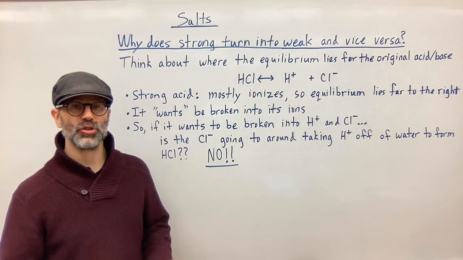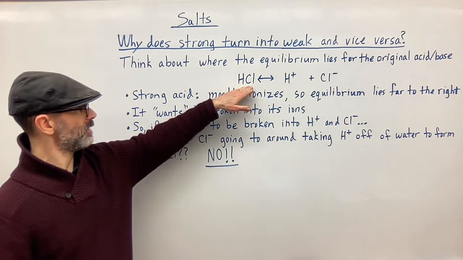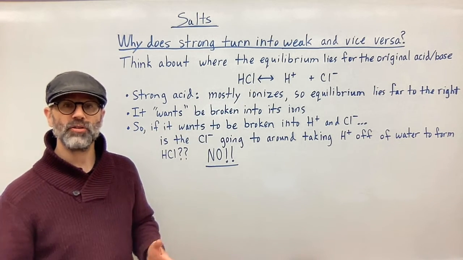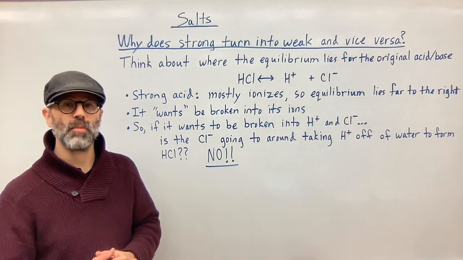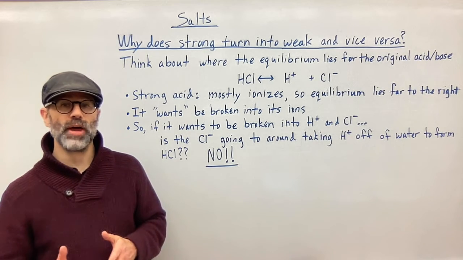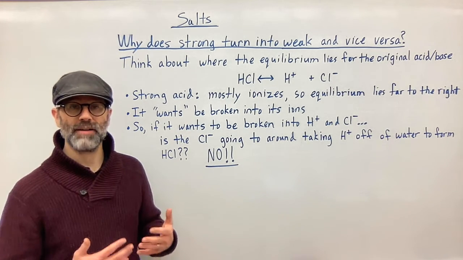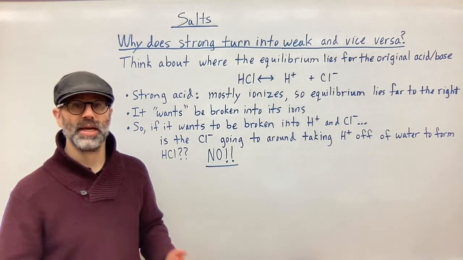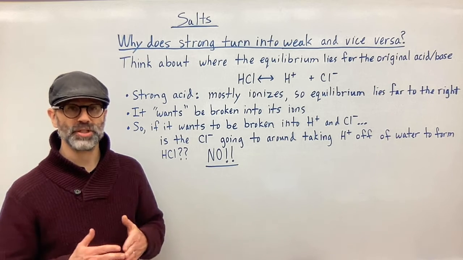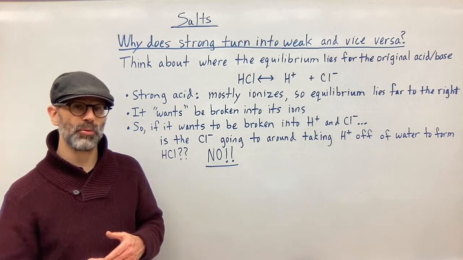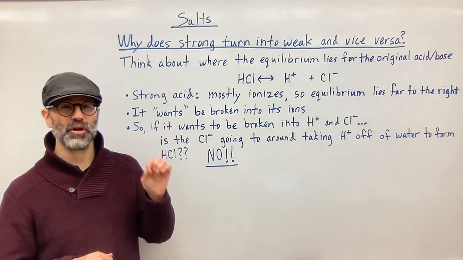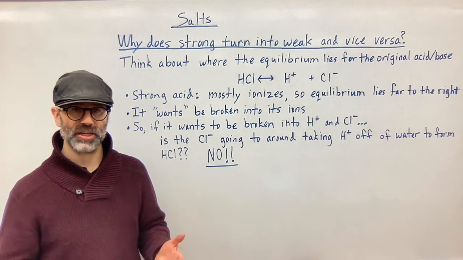So say you have a strong acid here, right? The strong acid HCl wants to ionize. It's going to mostly ionize, so that the equilibrium lies far to the right, and most of what you have in solution is going to be the H plus and Cl minus ions. It is practically speaking going to be 100% ionized, so pretty much all you're going to have in solution is the H plus and Cl minus. You might have a very, very tiny fraction of HCl.